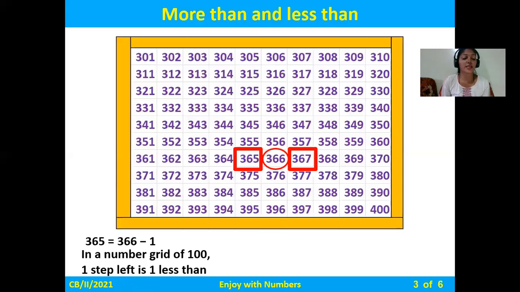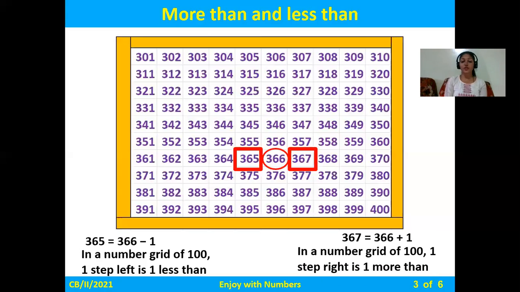Now, whenever we ask one more than the given number, then it is always the next number. That is one step forward, the next number. So 1 more than 366 is 367. 1 more you have to write in the ones place. That becomes 7. So 367 is equal to 366 plus 1. That means 1 more than 366.